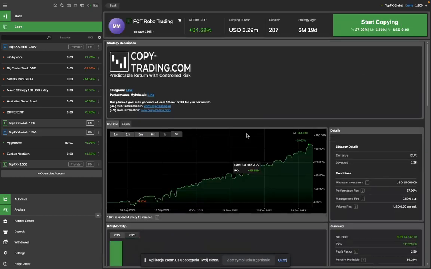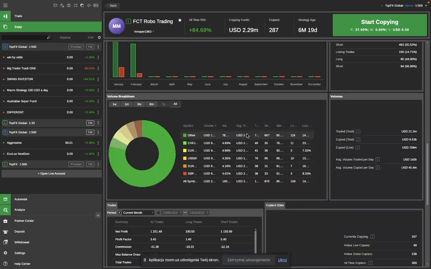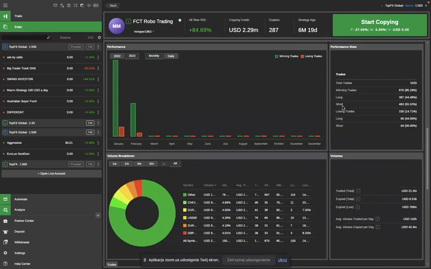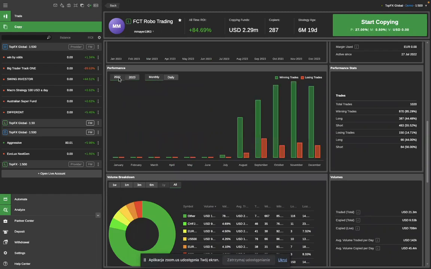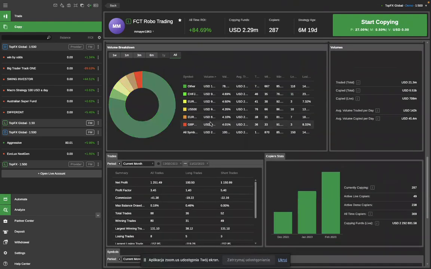If we keep looking at the FCT robot trading, if you break down this strategy here, you can see the monthly performance for 2022 with the winning trades and losing trades. It's clear as the sun that this strategy is really, really nice. By the way, I'm not the owner of the strategy. I have nothing to do with the strategy. This is for educational purposes only. And as you can see, plenty of people are looking the same way at this strategy. There are 287 copies, cross broker, of course.